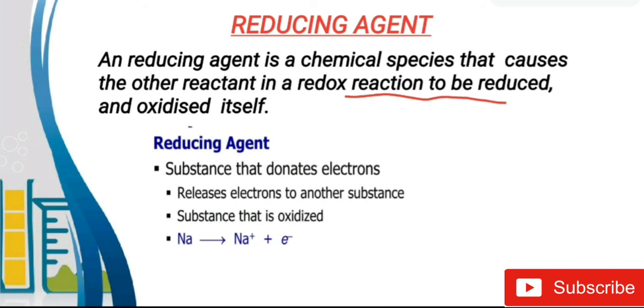So what is a reducing agent, children? A reducing agent always reduces others but oxidizes itself. When it oxidizes itself, it means the substance donates electrons, because it loses the electron. Oxidation is a process of loss of electrons. So it always loses the electron, and that lost electron must be accepted by what? By an oxidizing agent. Is it clear, children? So reducing agents are the substances which reduce others but oxidize themselves.